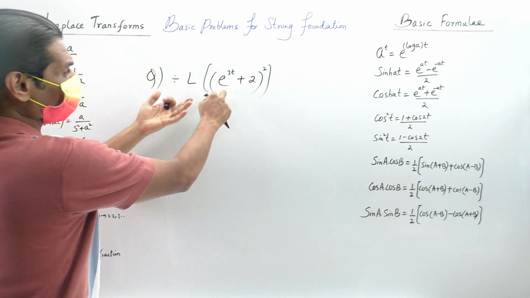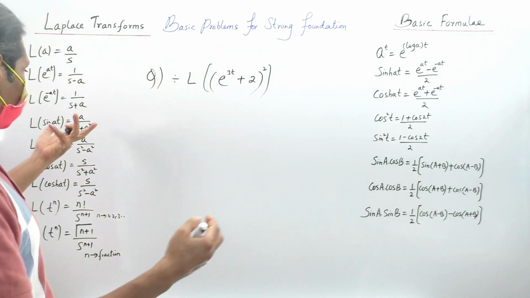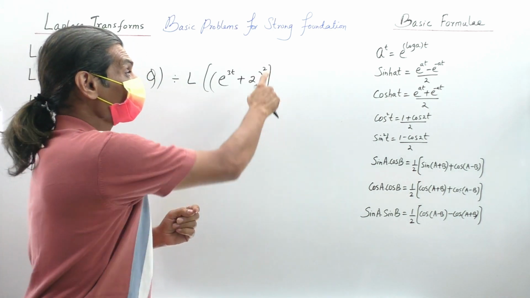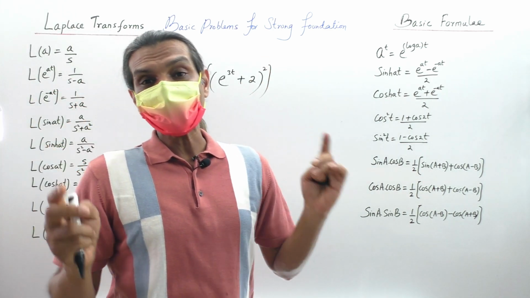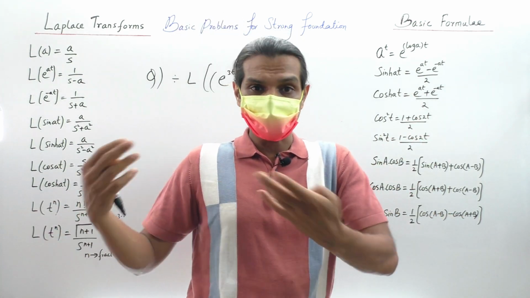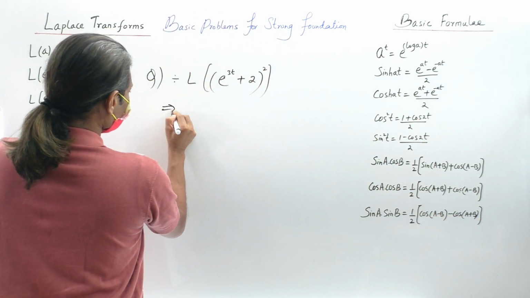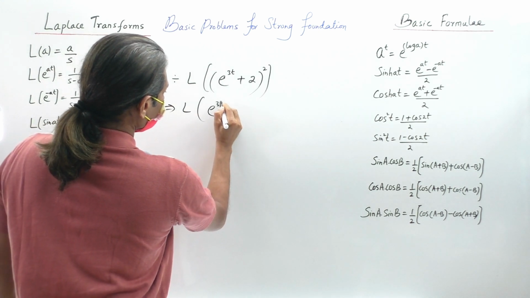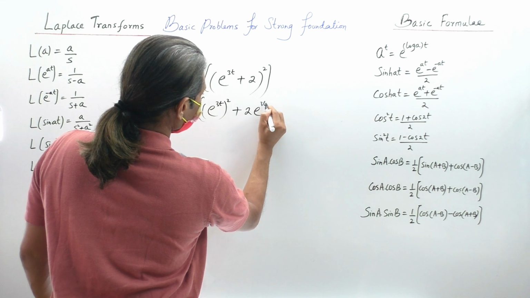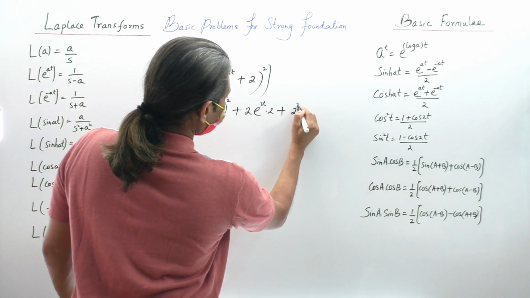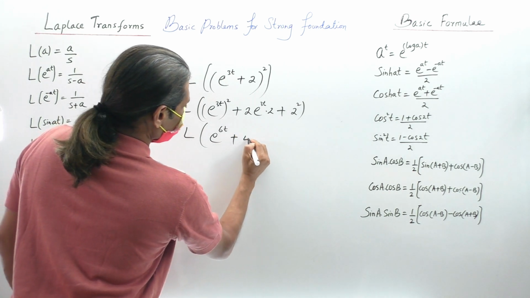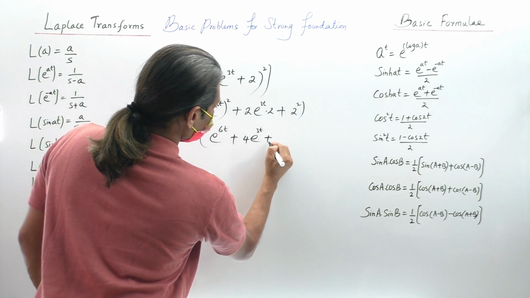Now see, if this was e raised to 3t plus 2, I have the direct answer: 1 by s minus 3 plus 2 by s. But it is not standard, because there is a whole square here. As I said, (a plus b) the whole square is a square plus 2ab plus b square. Let's apply it here. Laplace of e raised to 6t, plus 2 into e raised to 3t into 2, plus 2 square. So that will be Laplace of e raised to 6t plus 4 e raised to 3t plus 4.